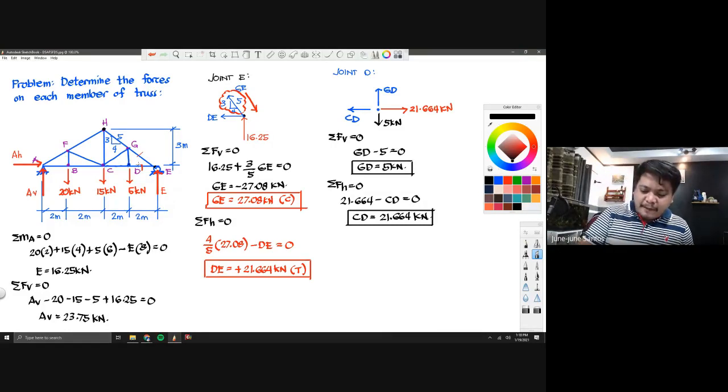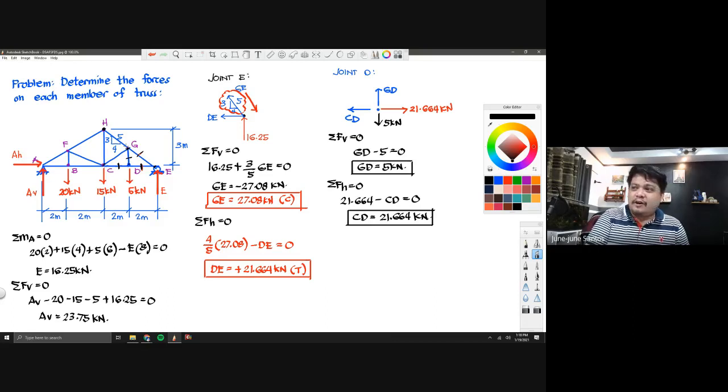Alam ko na ito. Pwede na ba ako sa C? Ilan? Ang alam ko lang ito. So, ang nawawala ko pa, 1, 2, 3, 4. Hindi pa pwede. Punta ka sa G. Ilan ang unknown mo? Isa, dalawa. Kasi yung DG at saka yung GE, alam ko na yung values. So, pwede ka na dito sa GE mo.